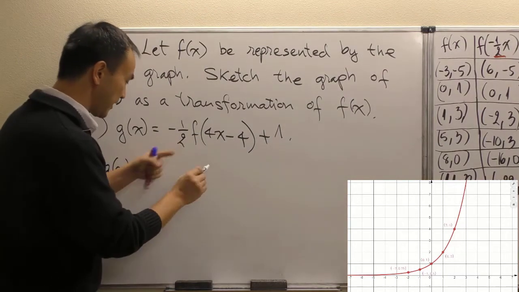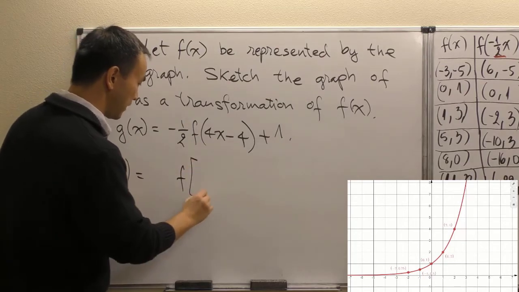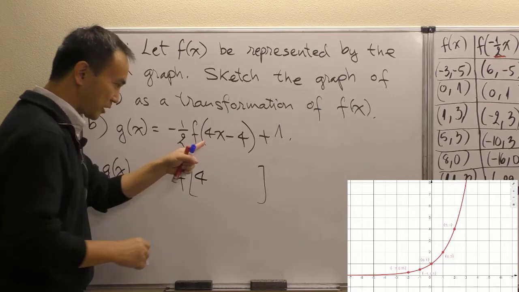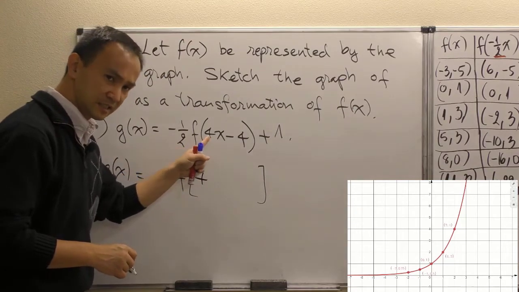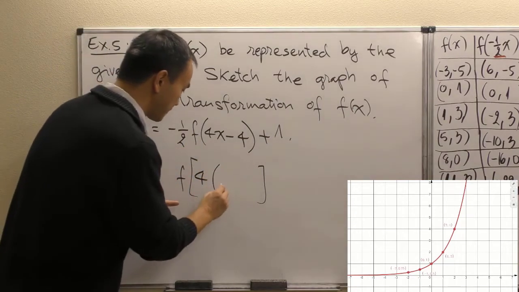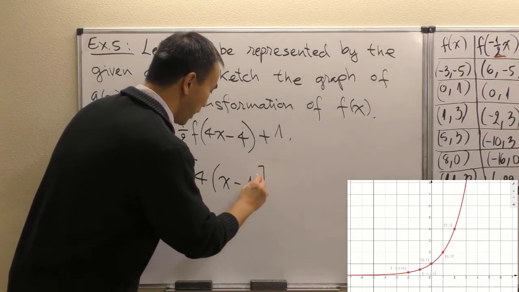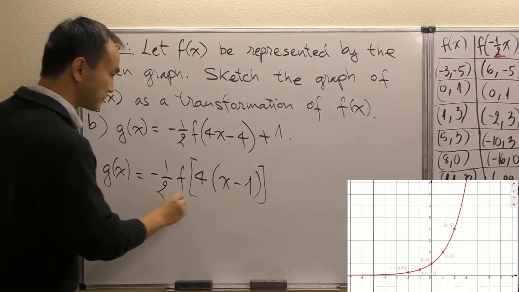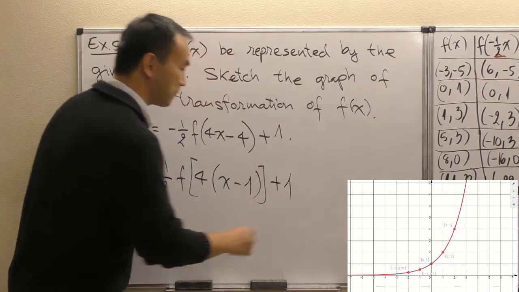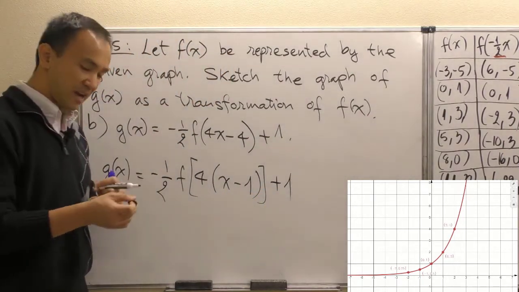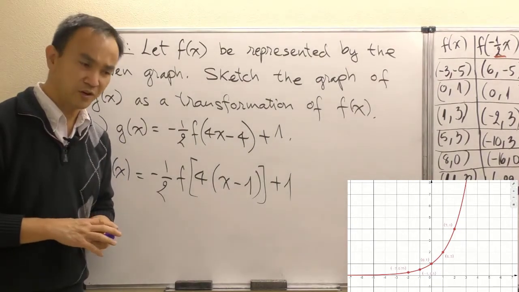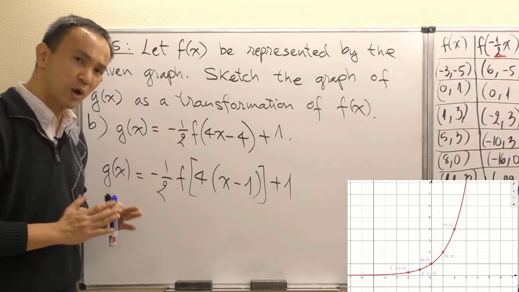So f of x right here, the parent function, this 4x minus 4, I'm going to factor out a 4. The coefficient in front of the x here is a positive 4. So factoring it out, we're going to look at x minus 1, and then that coefficient is still there. Now we have some clear picture of what's going on. We know clearly what to expect.